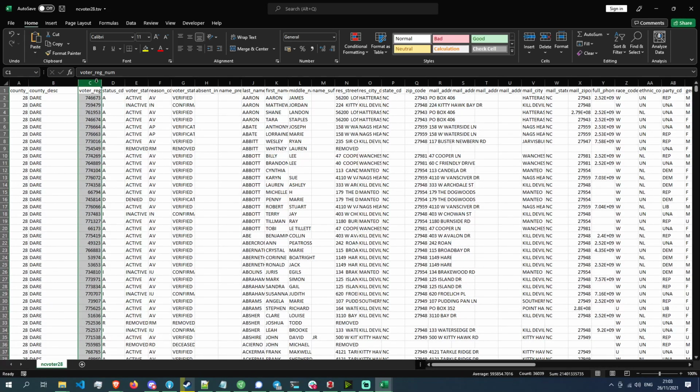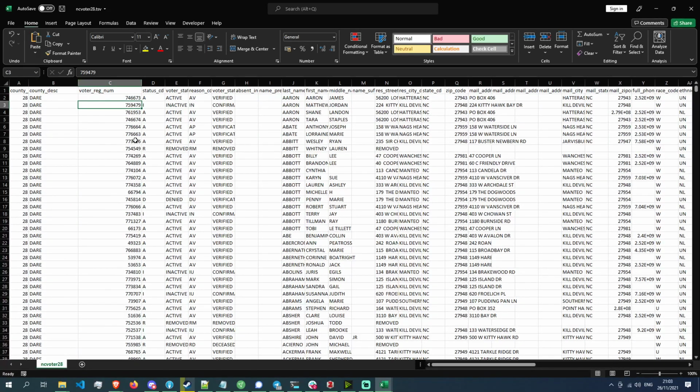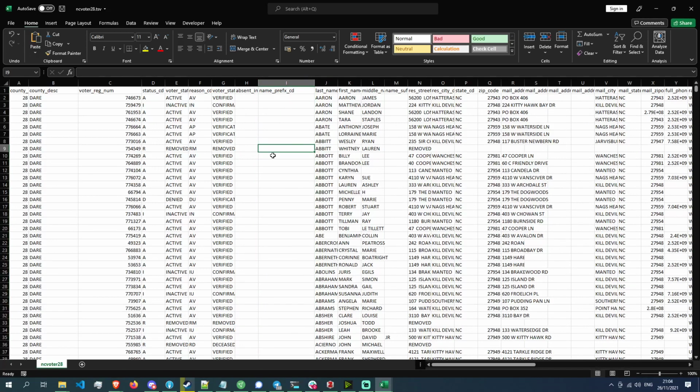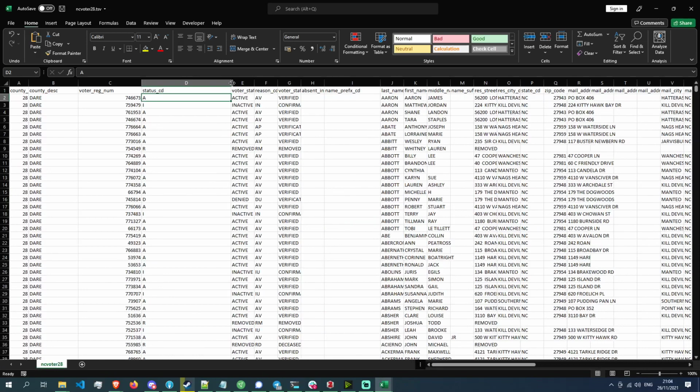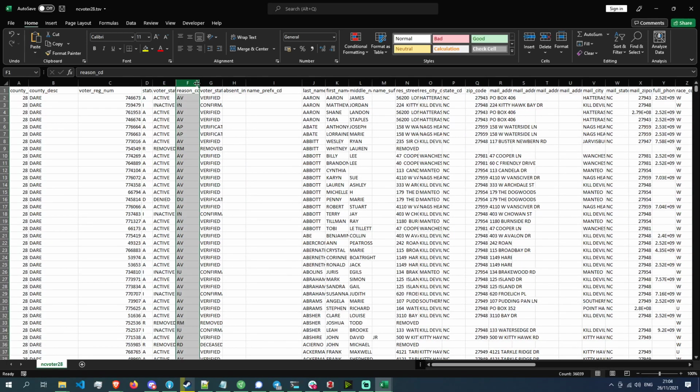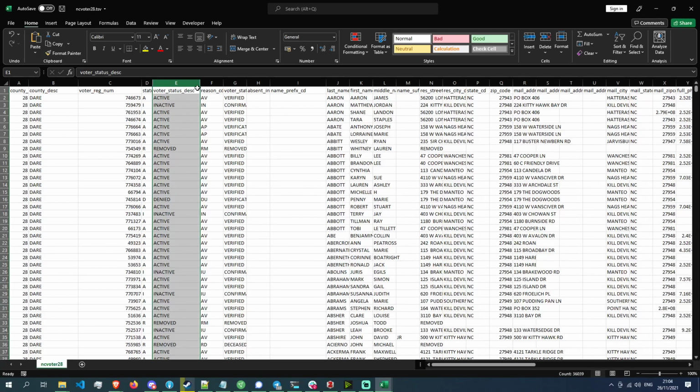Now, what we're going to try to do is see if, among the active voters, we can find some statistics and work on some stuff. I know I'm being very unclear, but let's see what we can do. Well, first of all, in Dare County, we have a voter registration number. We have some form of status. I don't know what this means yet. We have voter status here.